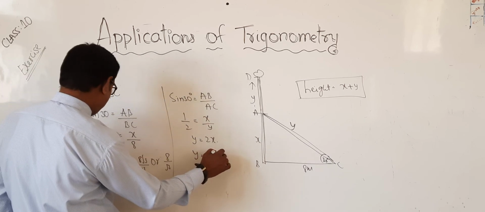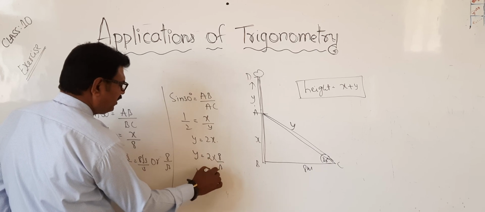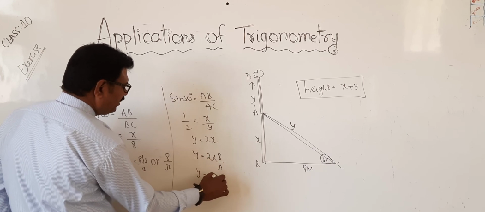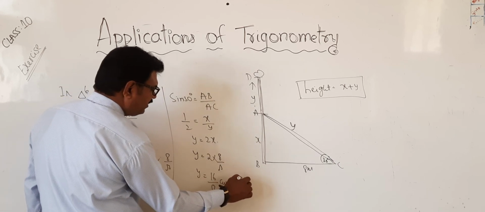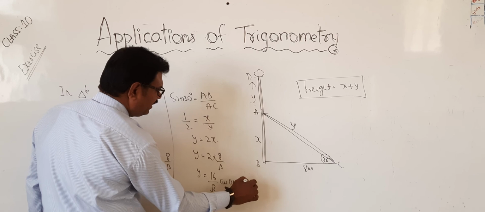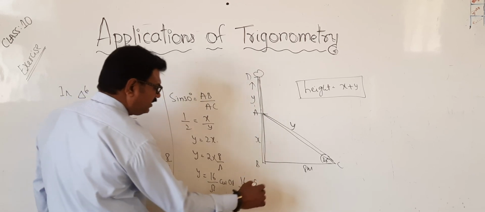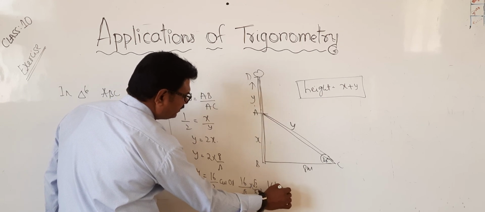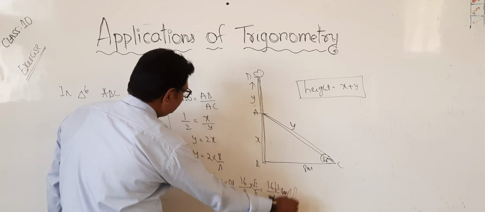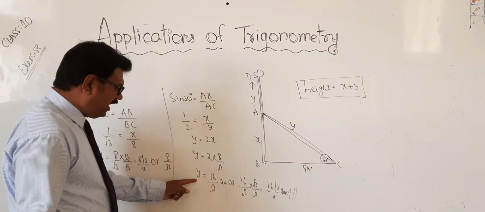X is nothing but how much? 8 by root 3. So y equal to 16 by root 3 centimeters, or you can take it 16 by root 3 into root 3 by 3, that is rationalizing. So it will become 16 root 3 by 3 centimeters. Okay? Like this. This is y value.